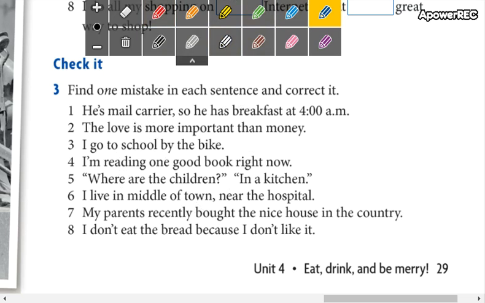For example, he is mail carrier, so he has breakfast at 4 a.m. Recuerden, para trabajos siempre se coloca el a o el an aquí. Aquí sería he's a mail carrier. Y ya está la oración corregida. Pueden corregirlo ahí mismo o si quieren lo escriben nuevamente aquí.